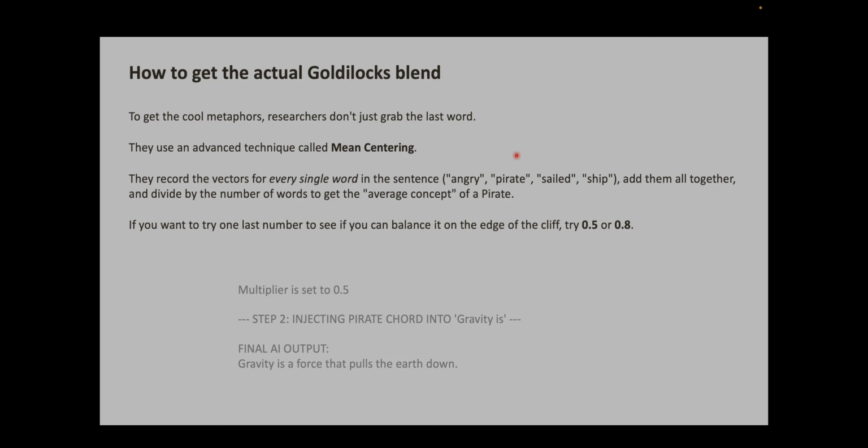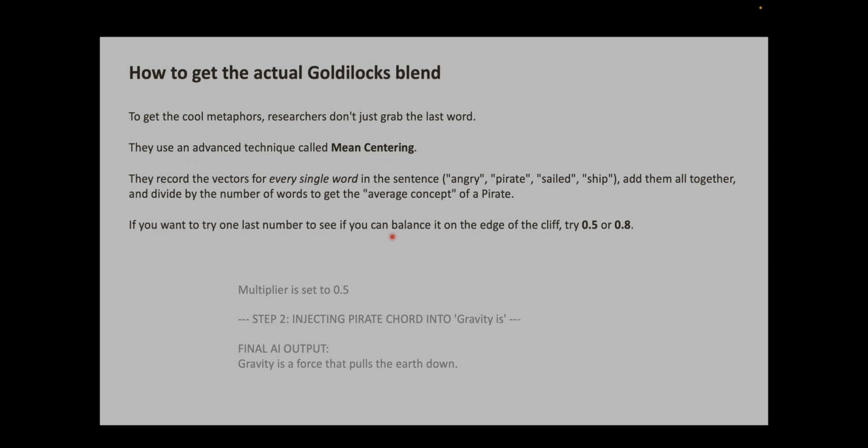How to get an actual Goldilocks blend? To get the cool metaphors, researchers don't just grab the last word. They use an advanced technique called mean centering. They record the vectors for every single word. For example, angry, pirate, sail, ship, all these words, they will record the vectors, add them all together and divide by the number of words to get the average concept. So what is the average concept of this? That will be the average concept of pirate.